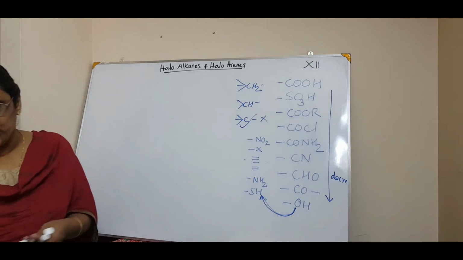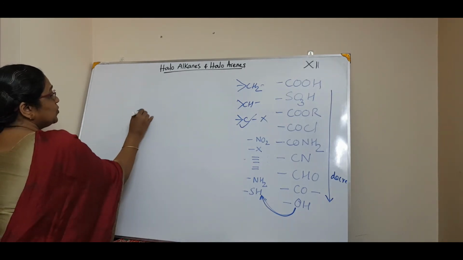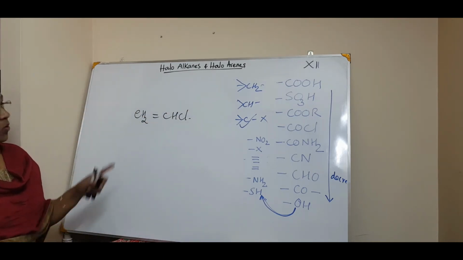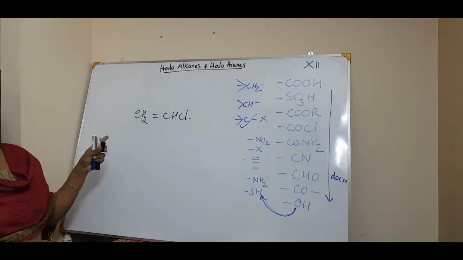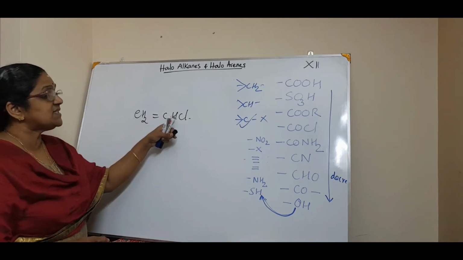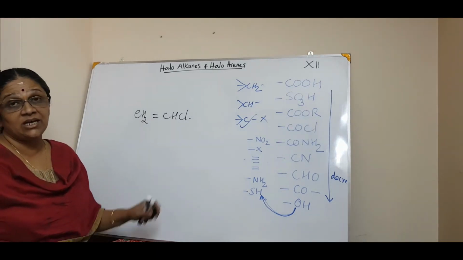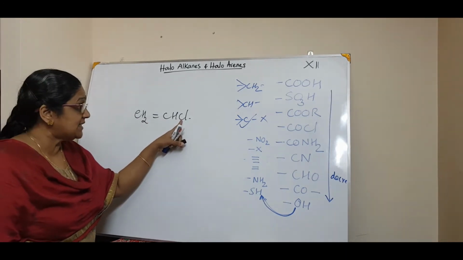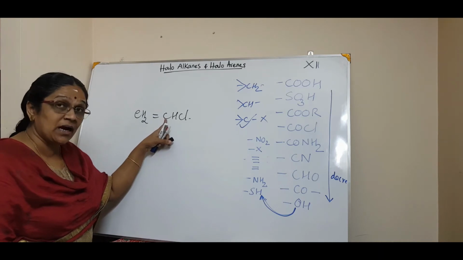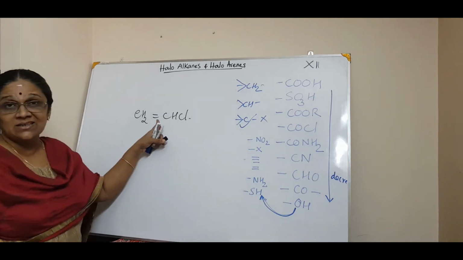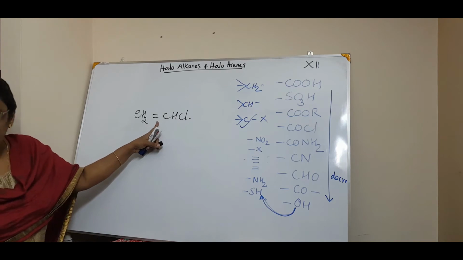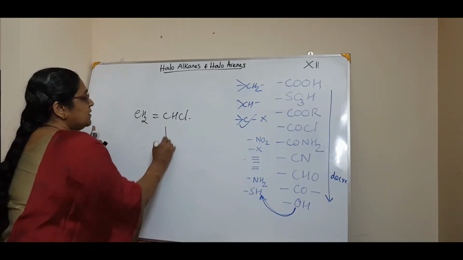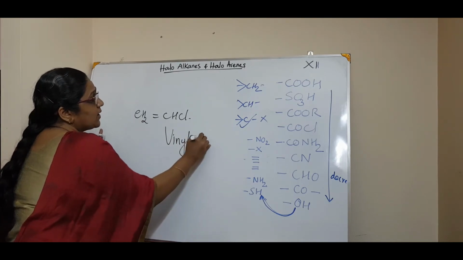Just tell me how you will write CH2 double bond CHCl. Tell me what is the common name for CH2=CHCl. Yesterday we studied CH2=CH. When a halogen atom is attached directly to a carbon atom linked to a double bond, it is called vinyl. Isn't it? So this is called vinyl chloride.